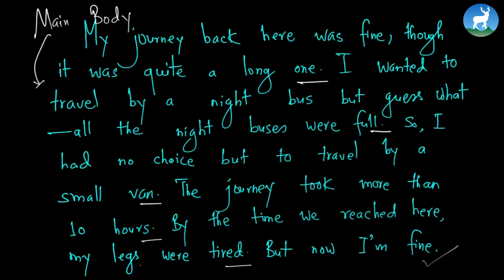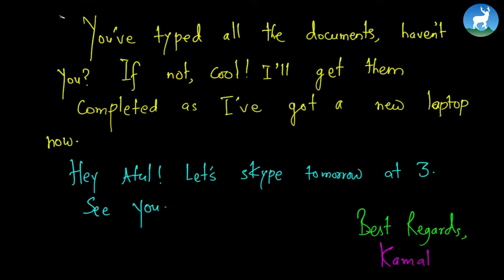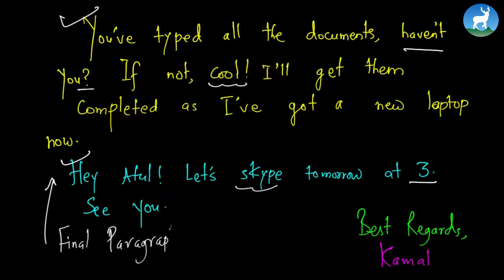Now let's go to the final or the closing paragraph. You've typed all the documents, haven't you? If not, cool. I'll get them completed as I've got a new laptop now. Hey Atul, let's Skype tomorrow at 3. See you. Best regards, Kamal. This is what we call the final paragraph. And finally, this is what we call the closing. This Best regards is called the closing. Now you can sign your name there.